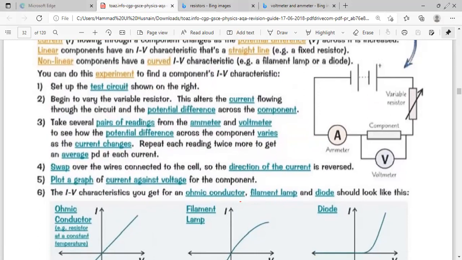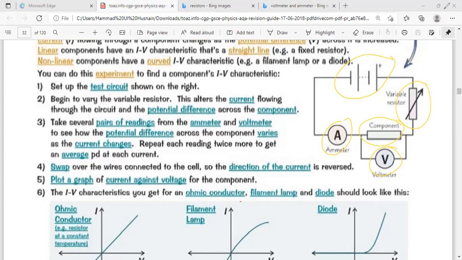Okay, so you can do this experiment to find the component's IV characteristics. Set up the test circuit as shown on the right. You need to build a circuit in your lab like this. You need to connect a battery, an ammeter, a voltmeter, and a component across which you want to find, and a variable resistor. Now, in the second step, begin to vary the variable resistor. This alters the current flowing through the circuit and the potential difference across the components.